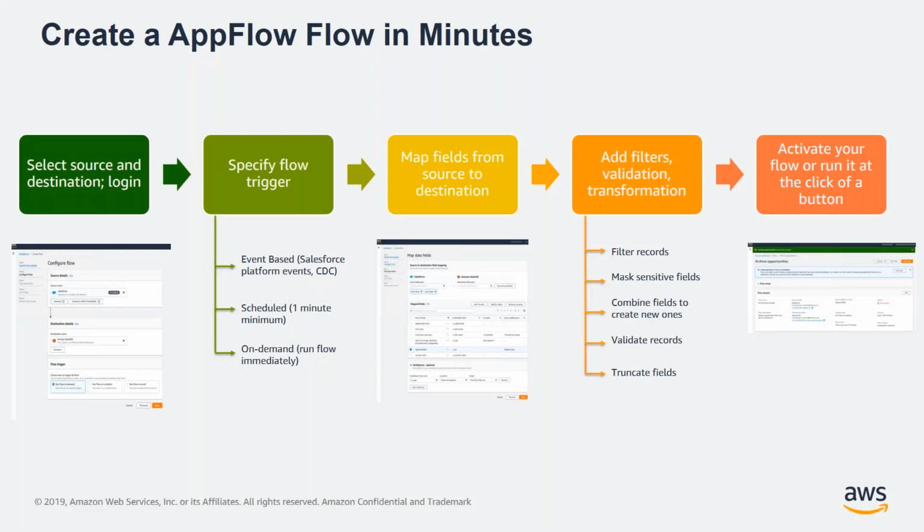Once you set up and configure your flow, you save the flow, and if it's an on-demand flow, you would just click a button at the end, and you would be able to run the flow right away. If it's a flow that is to be triggered based on an event in Salesforce, or if it's a flow that is set up to transfer data on a schedule, you just click the activate button, and whenever the trigger occurs, we will transfer the data from the source to the destination after processing, after mapping the fields as per your configuration.